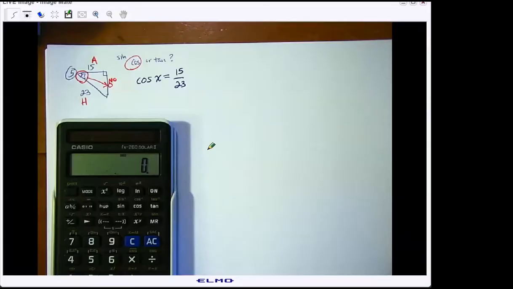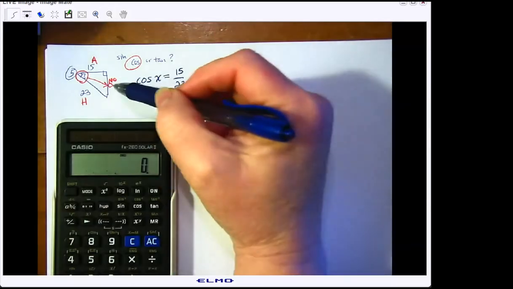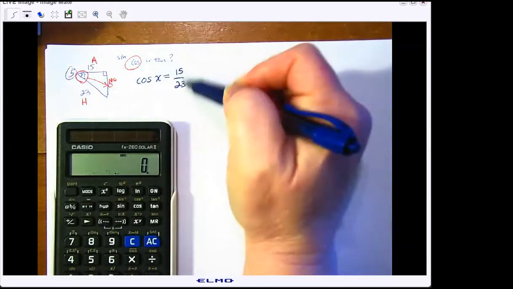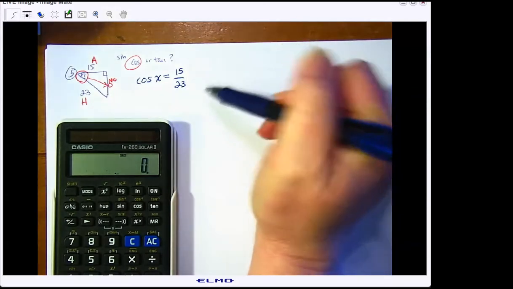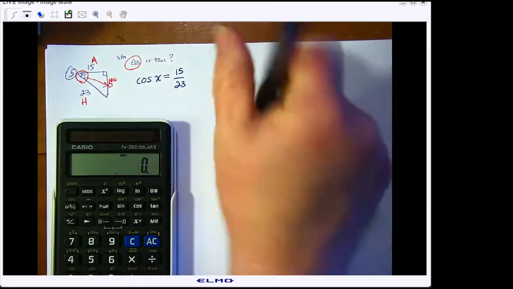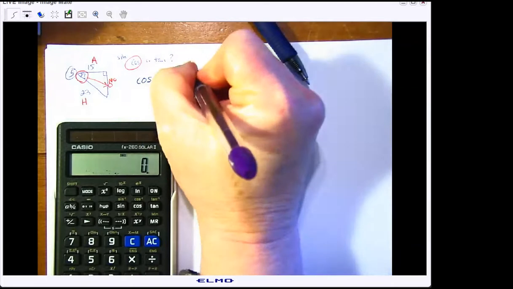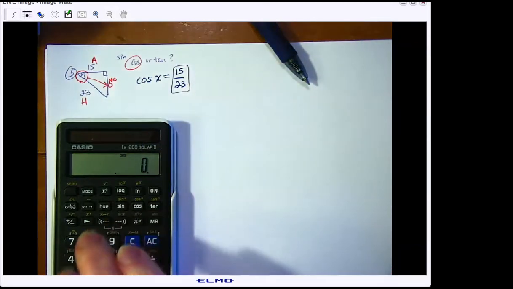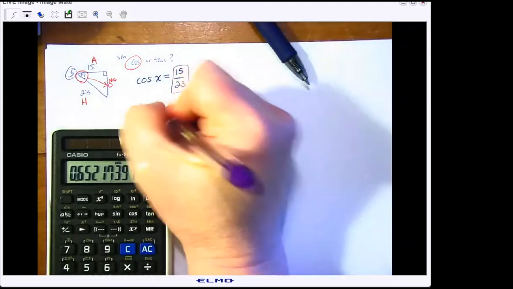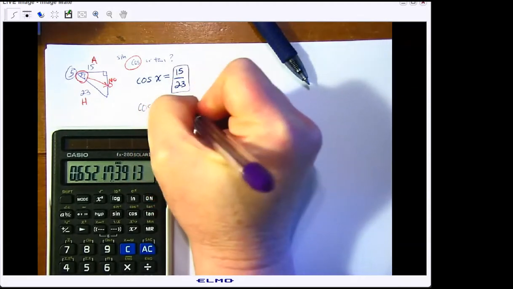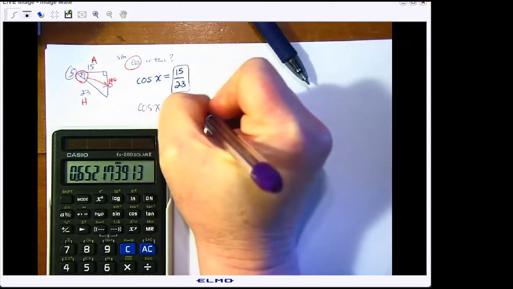So once we set it up, we know we do not have an O. We have an A and an H. That's going to be our cosine. If you don't know which one it's going to be, you're obviously not going to get the right answer. And then converting this to a decimal, we have 15 divided by 23 equals. So that means our cosine of x is equal to 0.6521 or 2.